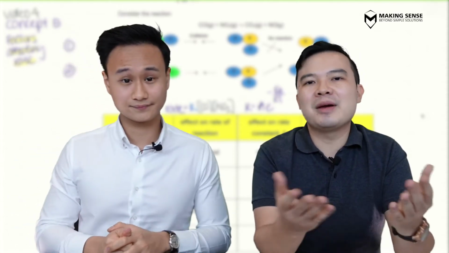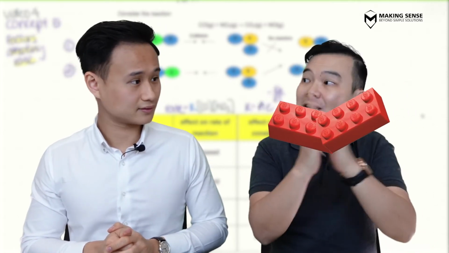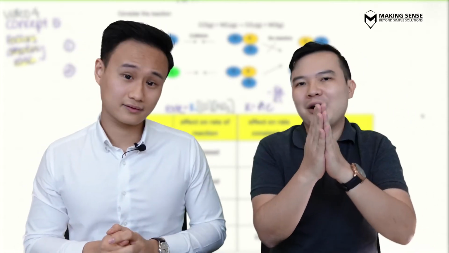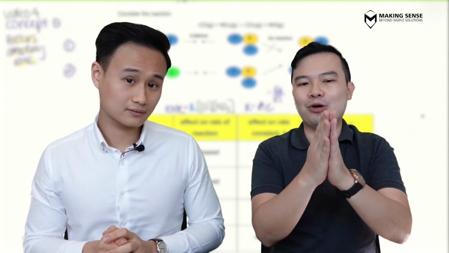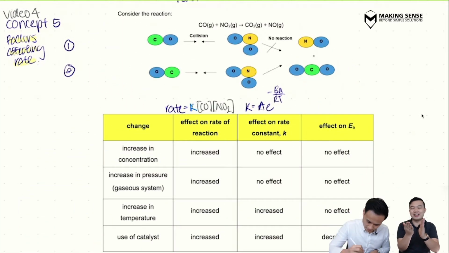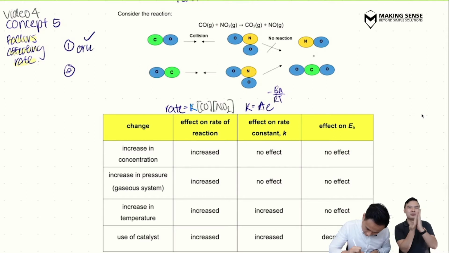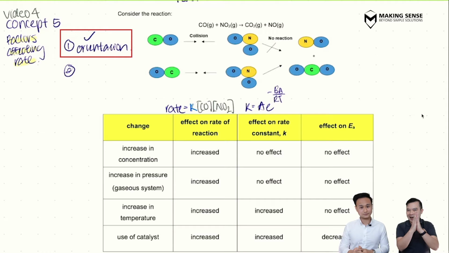So let's imagine you have two pieces of Lego as reactants. If you want them to react, we want them to click together. How do you make sure that they click together? You must make sure that the Legos are in the correct orientation. You cannot click them in just any way, because the Legos will not link together. So we have to make sure that they are in a certain orientation, then they will start to click together. Perfect. And that is like a reaction.